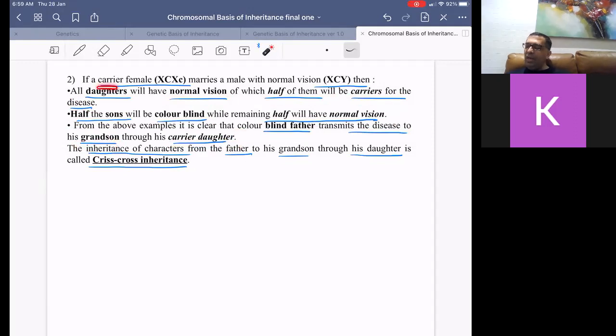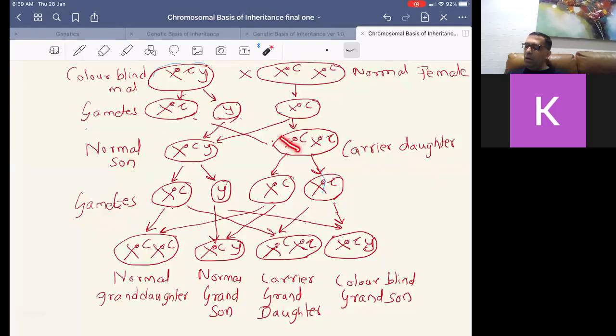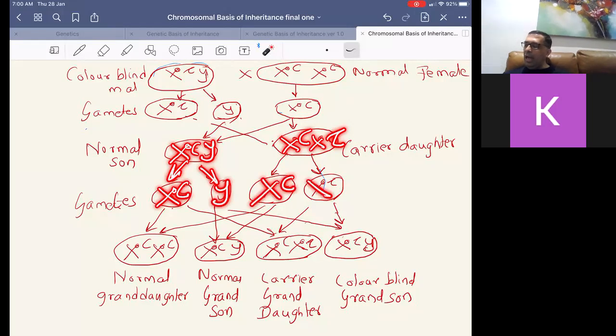Once again, if the carrier female marries a man with normal vision, now the female is a carrier and she marries somebody with normal vision. So, from this the gametes will be X capital C and Y, and from the female the gametes will be X capital C, X small c. And what combinations will we get?